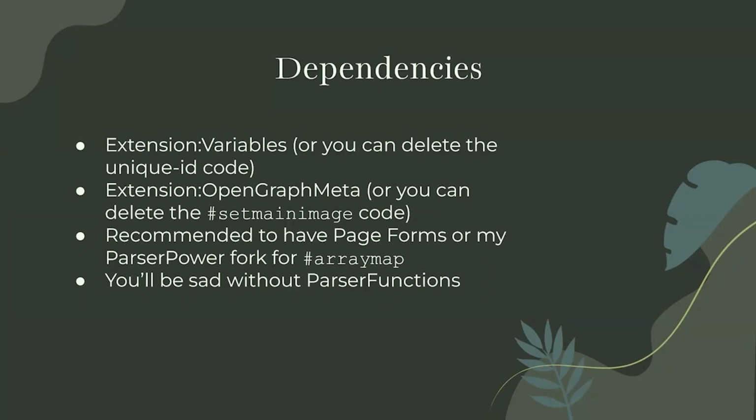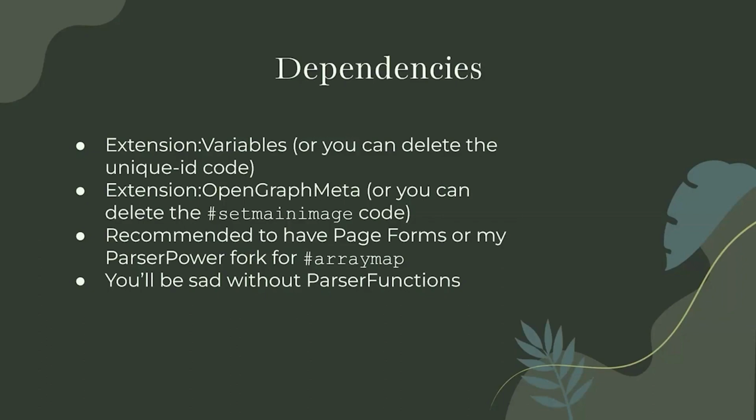So what I've done is I've used the Variables extension to have a global index that increments, and then each infobox is indexed by that global ID. And I also have one line of code that sets the main image if you have Open Graph Meta installed. If you don't want to use Open Graph Meta, you can delete that too. I do recommend having Page Forms installed for the parser function array map, and I also forked ParserPower and put array map and array map template into that. So if you don't want all of Page Forms, but you want array map or array map template, you can use that too.